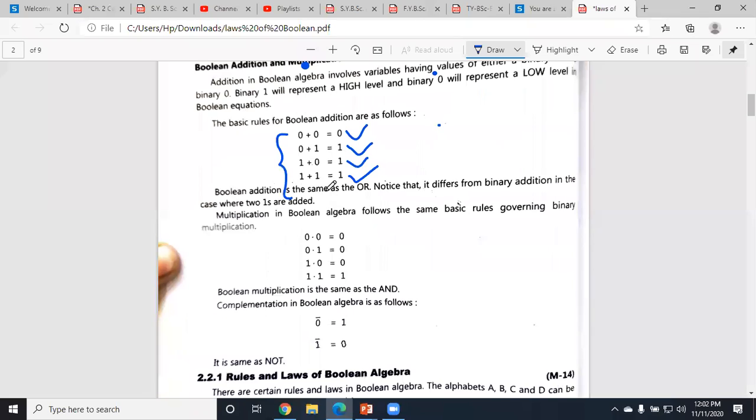Okay, so Boolean addition is the same as that of OR. Whatever is the operation of your OR gate is used for addition only, and these are the basic rules for Boolean addition. Notice that it differs from binary addition in the case where two ones are added. In binary addition, 1 plus 1 we used to write as 0, but here 1 plus 1 is equal to 1. This is an exceptional case. Understand? Yes, ma'am.